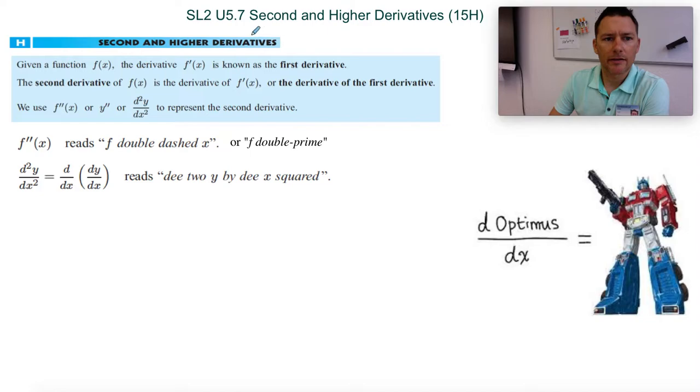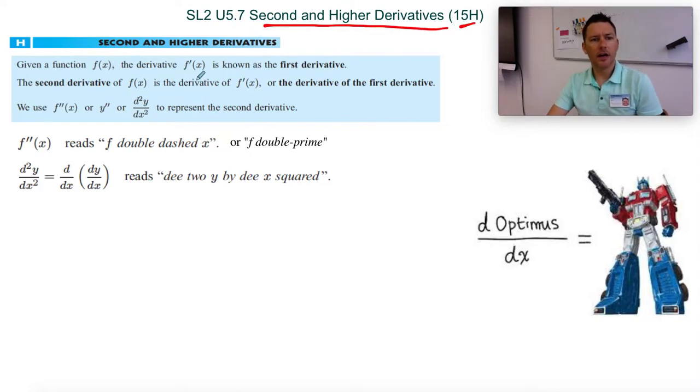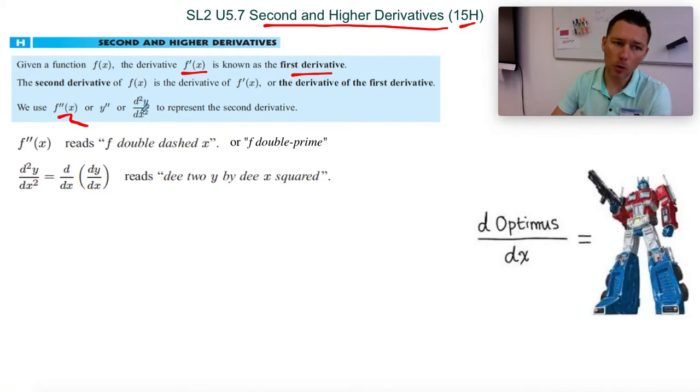We're looking at the second and higher derivatives. It's 5.7 out of 15H in the text. And I know you were thinking that calculus was the end and you take the derivative and that's it, but you can also keep going farther. Instead of just taking the first derivative, you can keep going and take the second derivative, f double prime of x or y double prime or d2y over dx squared. Sometimes the Brits use this as double dashed x, but I often hear about it as double prime. So here's Optimus Prime. Get it?